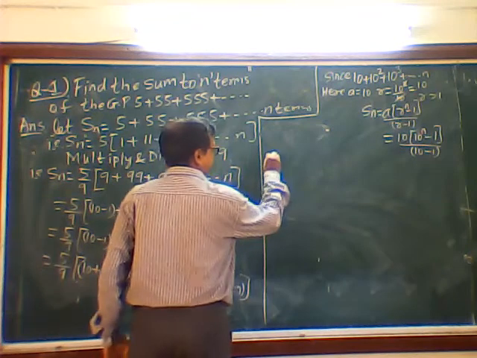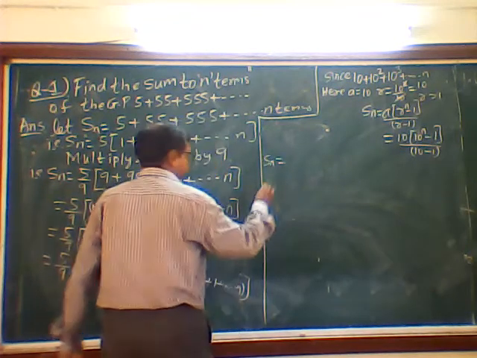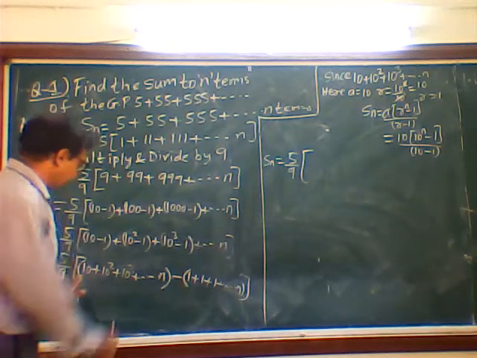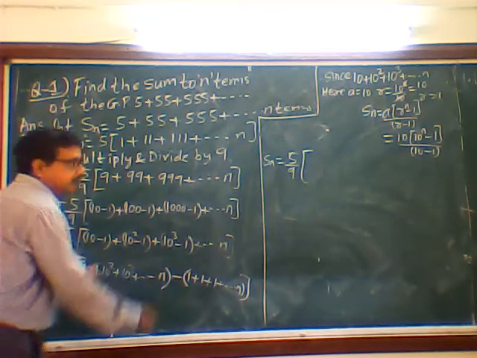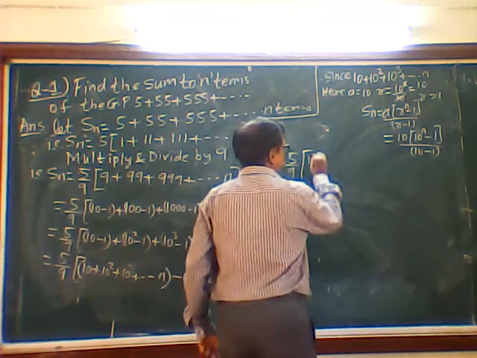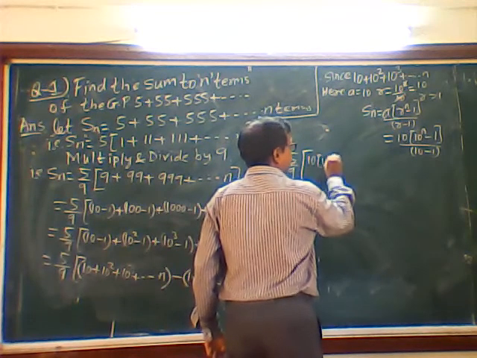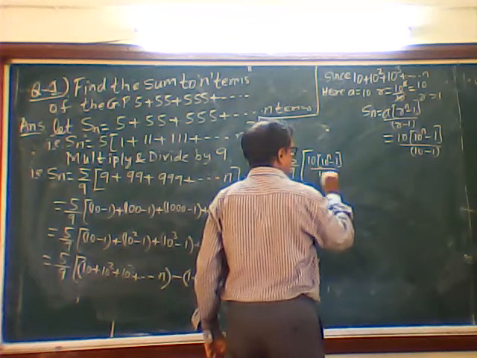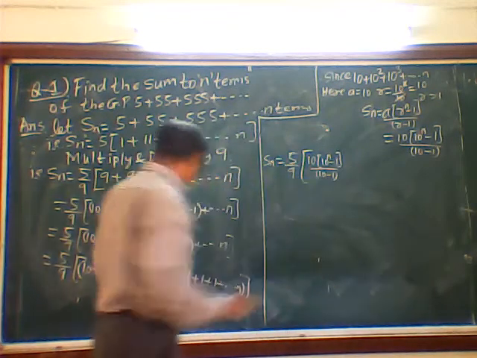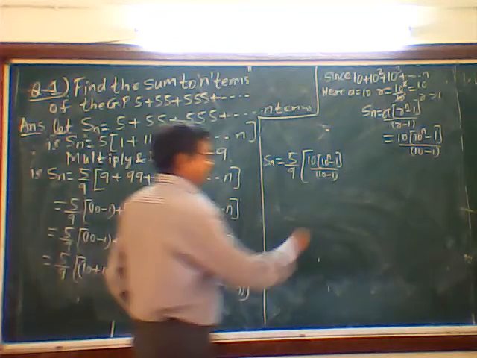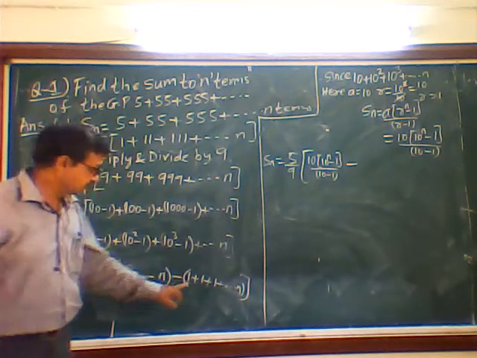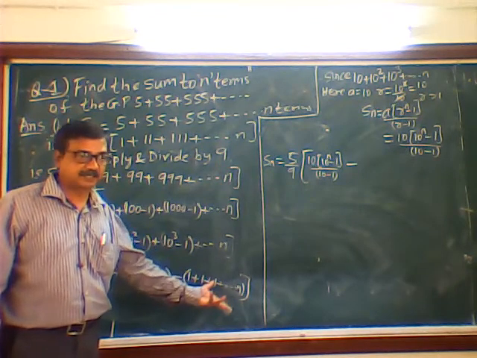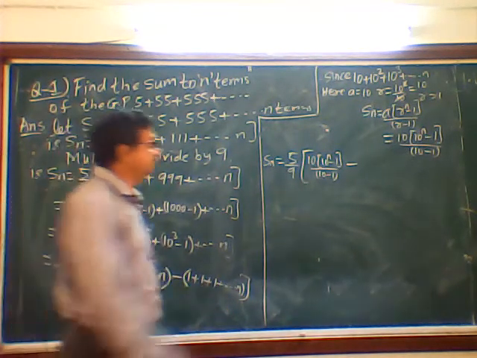Now I will come over here. We say Sn is equal to 5 upon 9 and open the square bracket. In the square bracket, for the first round bracket I will write this answer: 10 raised to n minus 1 upon 10 minus 1. Then minus sign is there. Now see here, this portion 1 plus 1 plus 1 plus 1 till n will become n times 1, so it will stop with n.